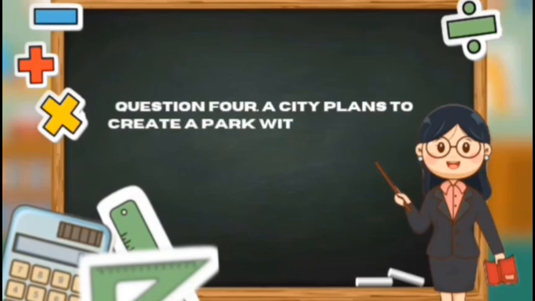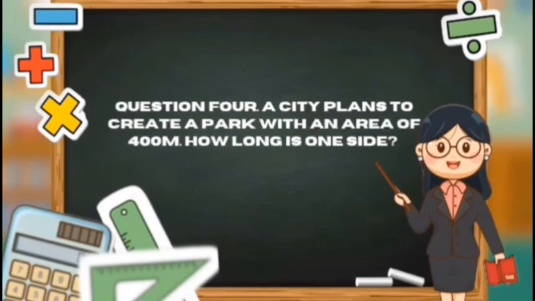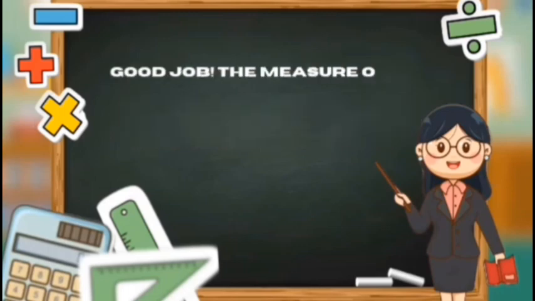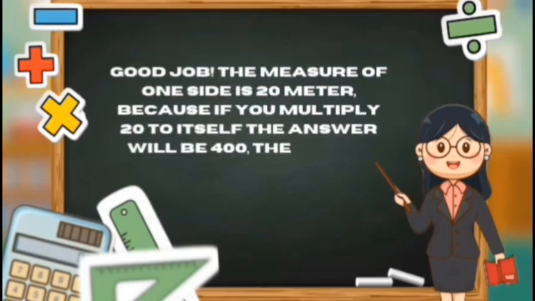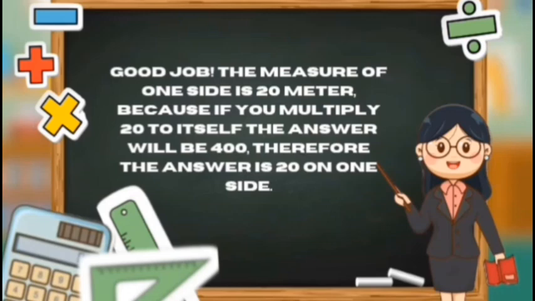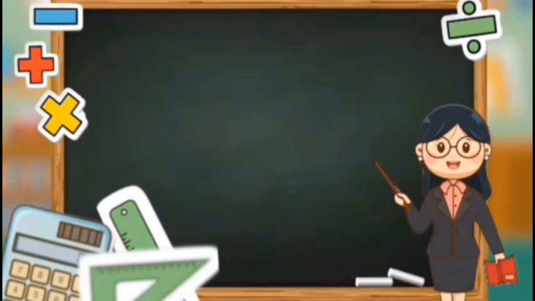Question 4. A city plans to create a park with an area of 400 square meters. How long is one side? Good job. The measure of one side is 20 meters because if you multiply 20 by itself, the answer will be 400. Therefore, the answer is 20 on one side.